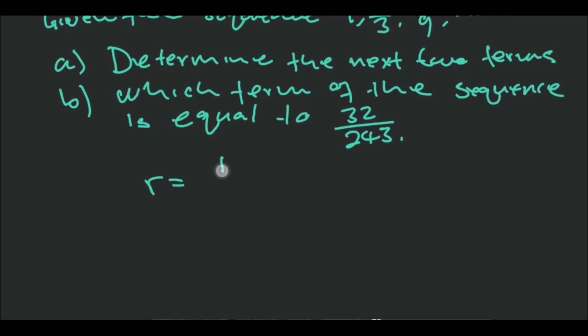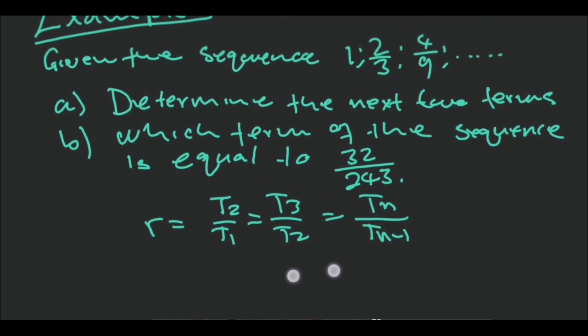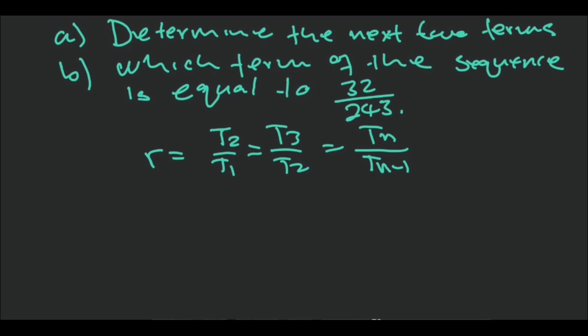And remember, we do that by dividing T2 over T1 or T3 over T2, or in general, dividing Tn over Tn minus 1. In this case, let's use T2 and T1 because it's simpler that way. So we get R is equal to T2, which is 2 over 3, divided by 1, which remains 2 over 3.